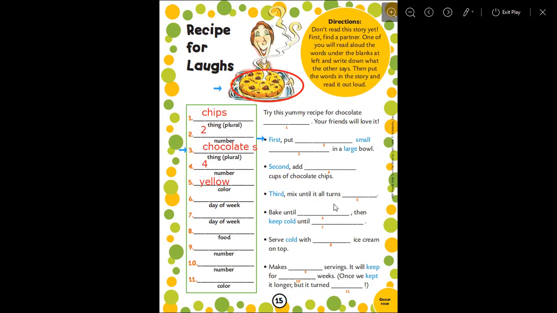Okay, number six, day of a week. Choose any day. What day is today? Today is what? Tuesday. Can you say it again? Tuesday. Ah, Tuesday. Can you write it? Number six, Tuesday. Please write. Correct spelling, okay?